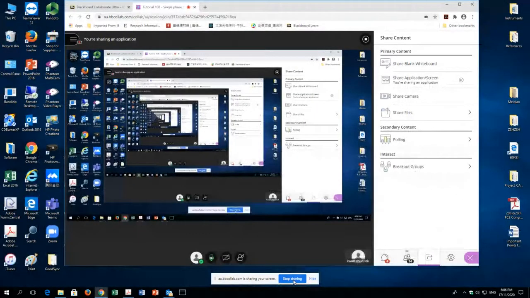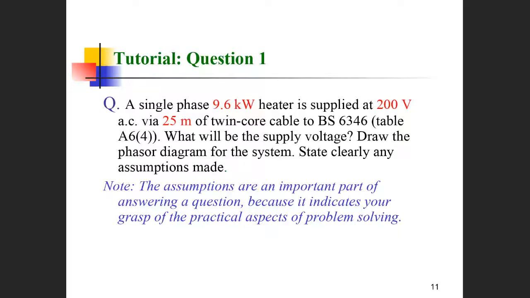Now we go back to the tutorials. So now we're talking about in practice how to distribute power with cables. Tutorial example 1 is a very simple, straightforward one. The question says that we have a single phase 9.6 kilowatt heater supplied at 200 volts AC via 25 meters of two-core cable to British standard 630 46 table E46. What will be the supply voltage? Draw the phasor diagram for the system. State clearly any assumptions made.